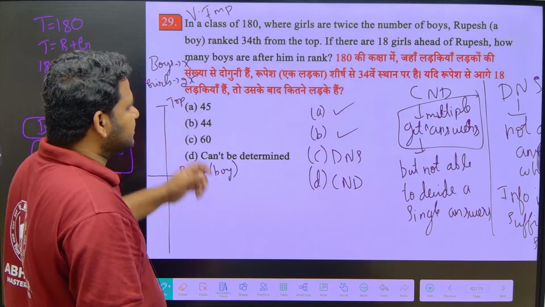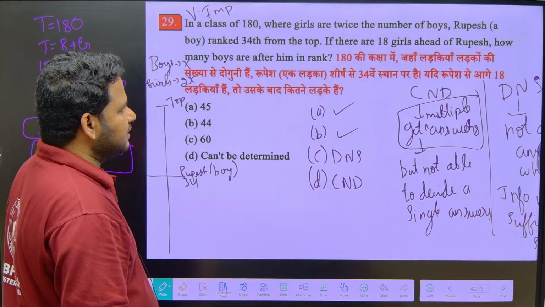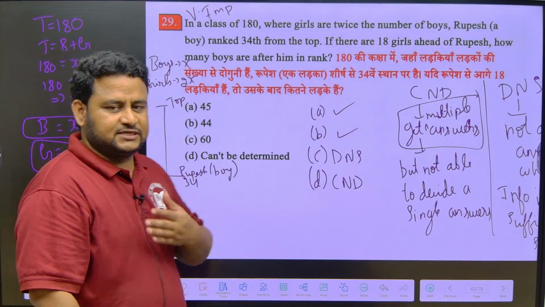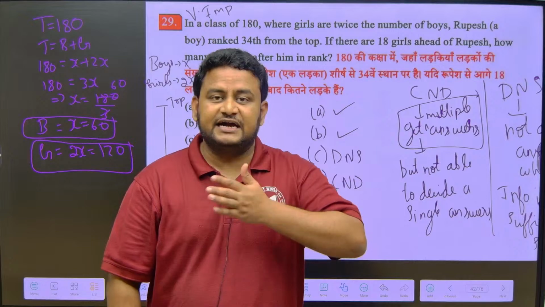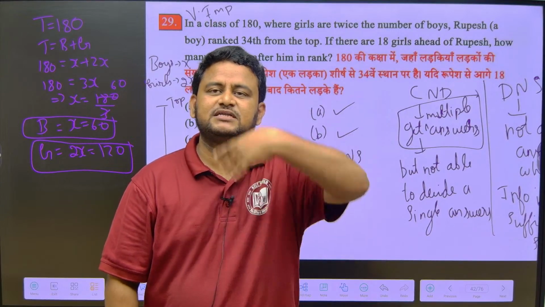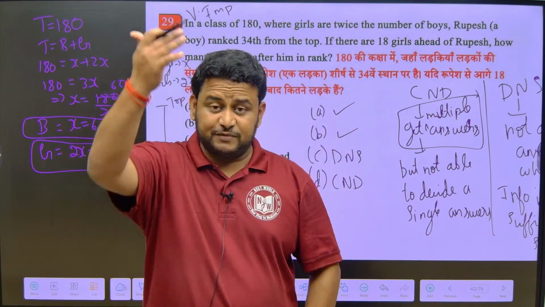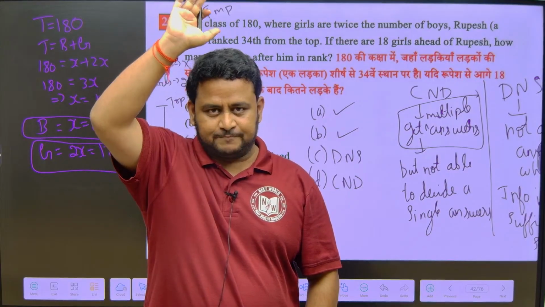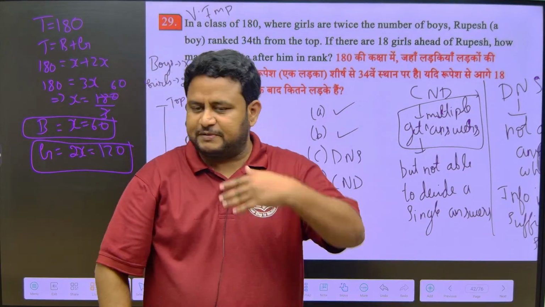If there are 18 girls ahead of Rupesh, see, I am 16th rank. Ahead of me there are, suppose I say, 7 girls ahead of me. Ahead of me how many persons are there? There are 15 persons before me, that is ahead of me. 15 persons are there.